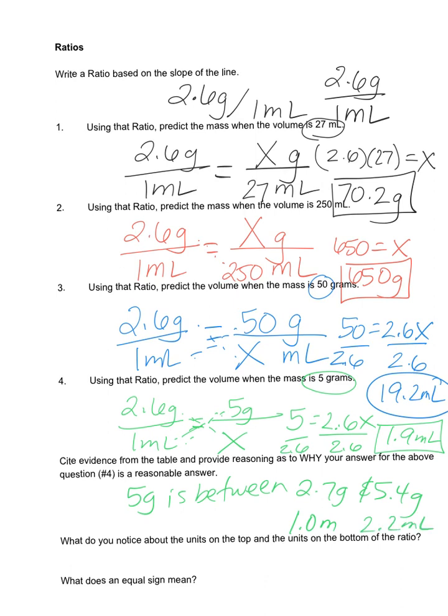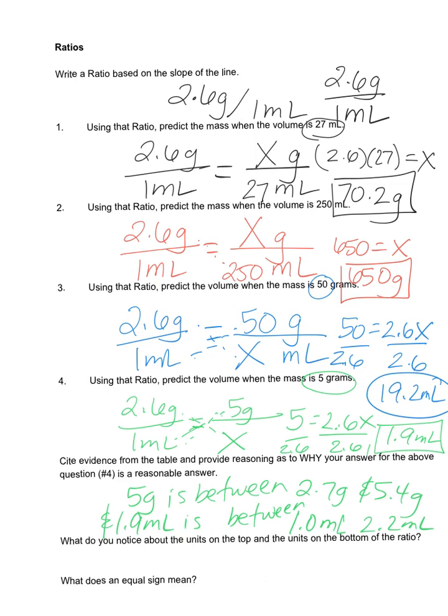And so I'm going to look, is 1.9 for my answer above between 1 and 2.2? The answer is yes. So I can say 1.9 milliliters is between 1.0 milliliters and 2.2 milliliters. And in fact, it is closer to 2.2 milliliters. So my answer makes sense. So that's how I can, again, use that reasoning using that table to support it.